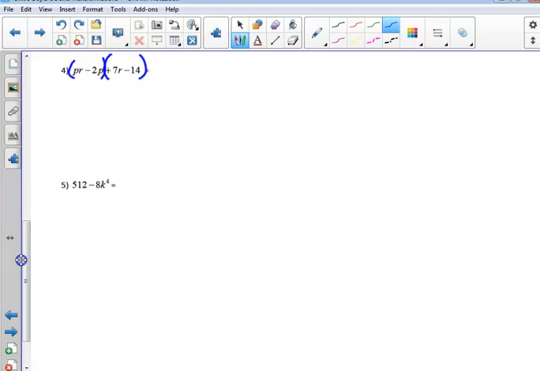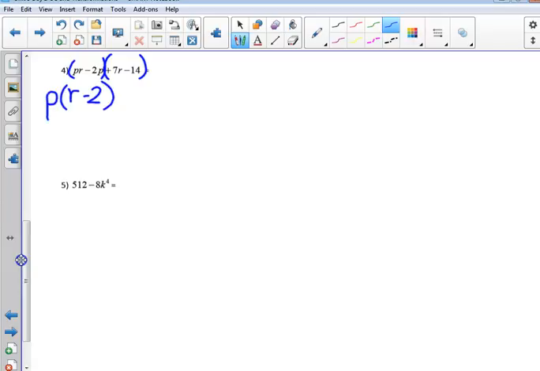What is the GCF for PR and 2P? What do both of them have in common? P. So I pull out P. What am I left with? R minus 2. Fantastic. Questions about that? Remember, when you're pulling the GCF out, it's technically like dividing it out of each of those terms.